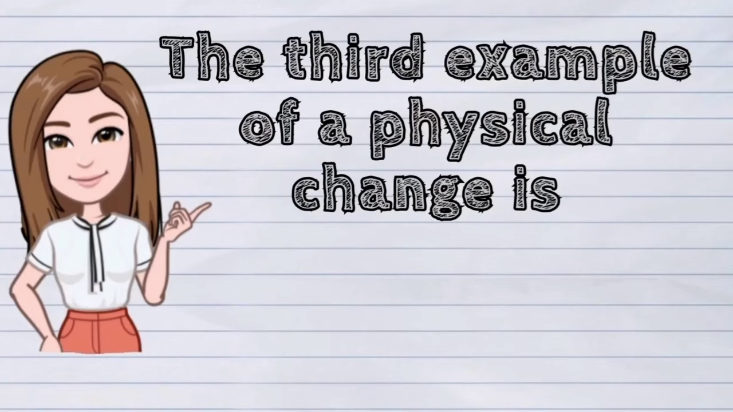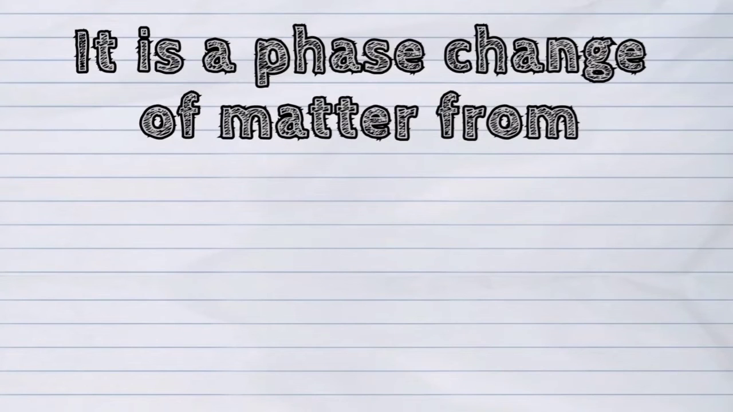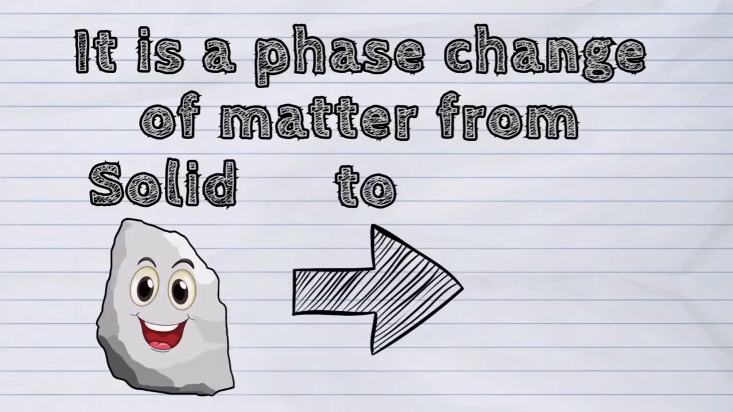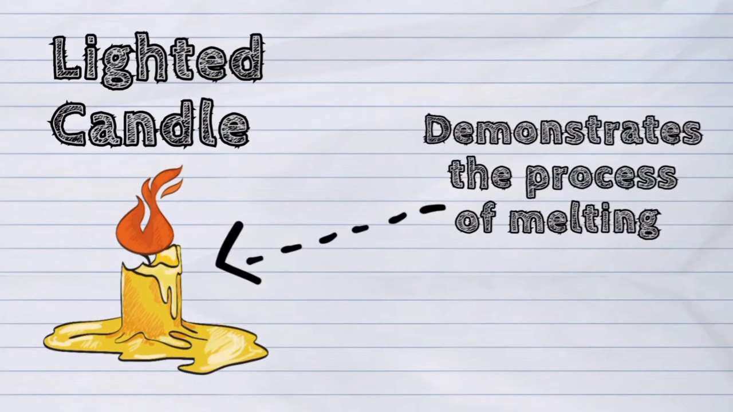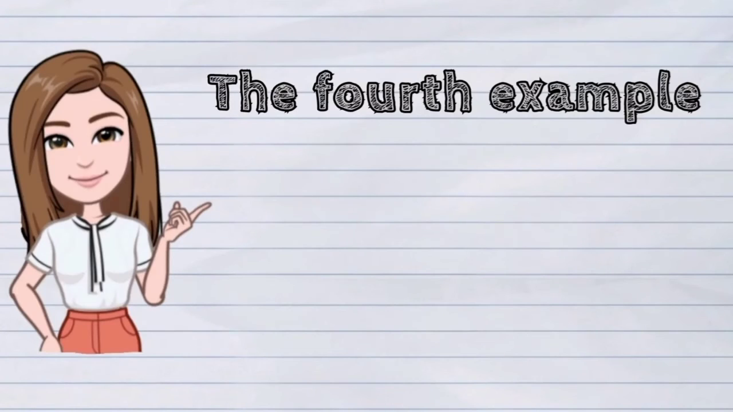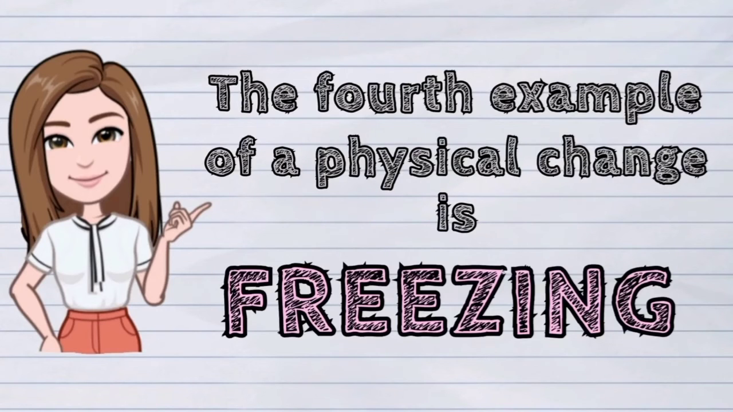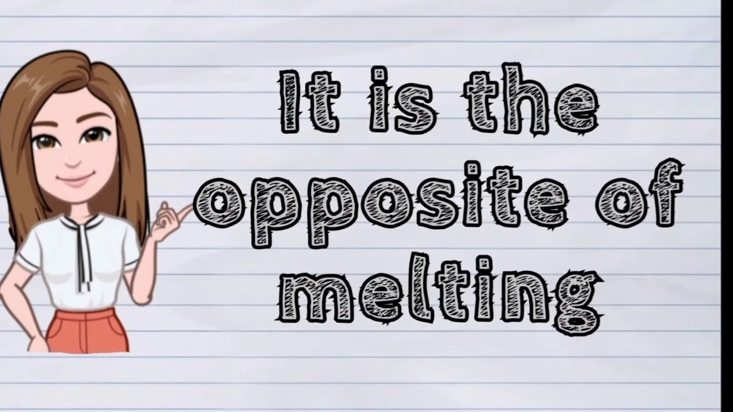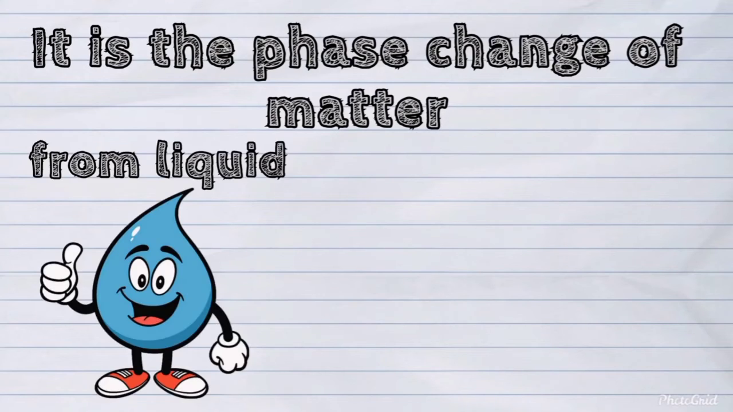The third example of a physical change is melting. It is the phase change of matter from solid to liquid. The lighted candle demonstrates the process of melting. The fourth example of a physical change is freezing. It is the opposite of melting. It is the phase change of matter from liquid to solid.